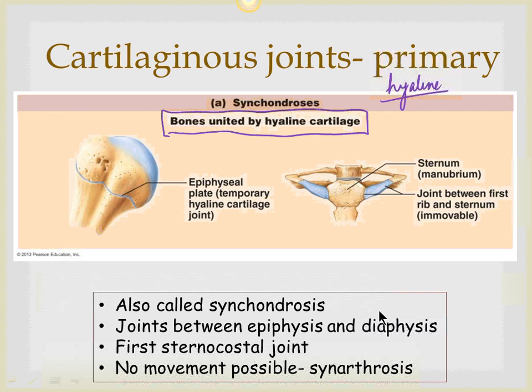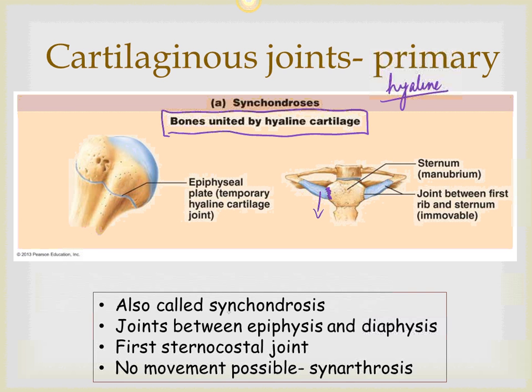So the joint between epiphysis and diaphysis in any long bone is an example of a primary cartilaginous joint. Another example is the one shown here between the sternum and the first rib. Remember, ribs 1 to 7 were true ribs and they attach directly to the sternum. So this costal cartilage actually joins with the sternum, but here it is fused. So you cannot separate that costal cartilage from the sternum. So this sternum, the costal cartilage of the first rib and the first rib act as one joint.